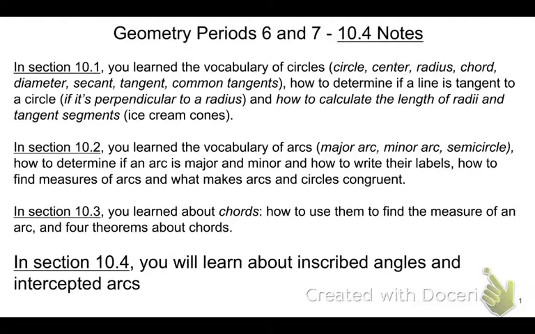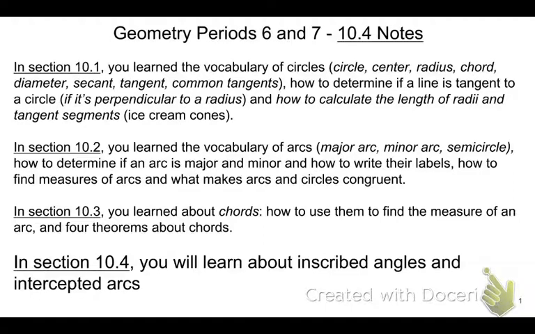In section 10.1, you learned about circles and how to determine if a line is tangent to a circle. We did a lot of work on tangents and radii. In section 10.2, you learned the vocabulary of arcs: major arcs, minor arcs, semicircles, how to determine if an arc is major or minor, how to write their labels, and what makes them congruent. In the last section, you learned about chords and how to use them to find the measure of an arc. And we had 4 theorems about chords.